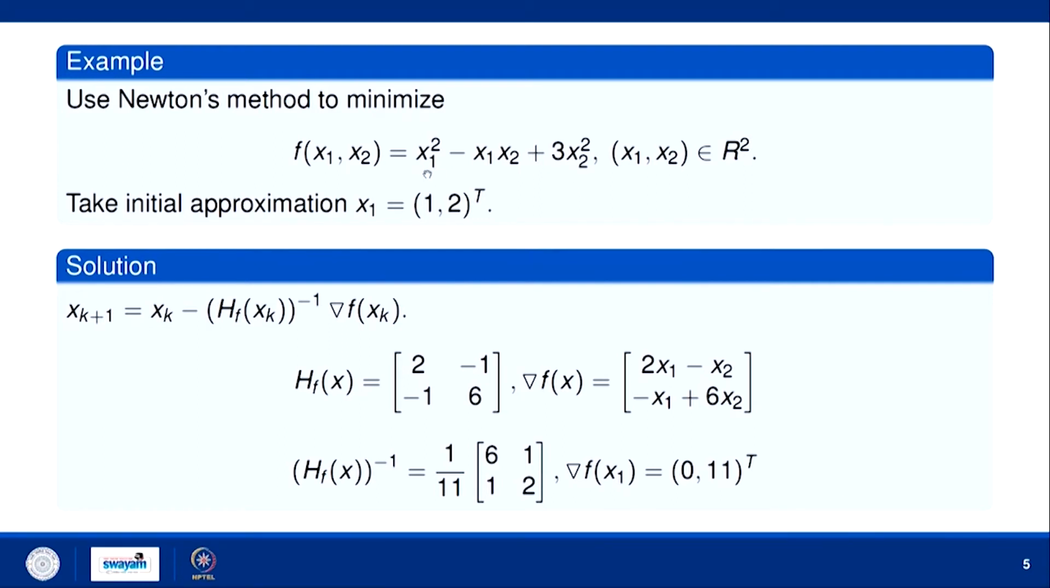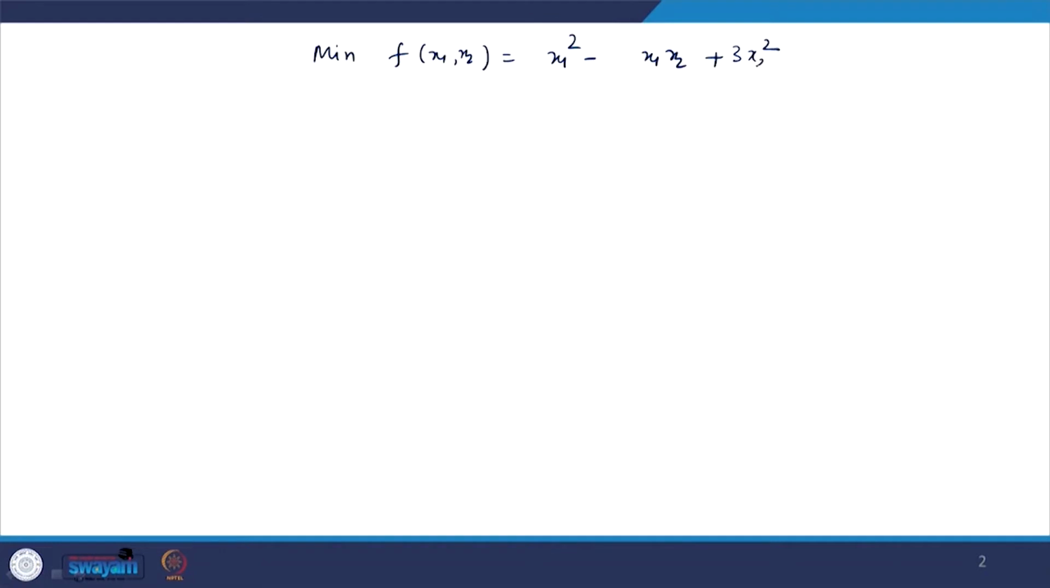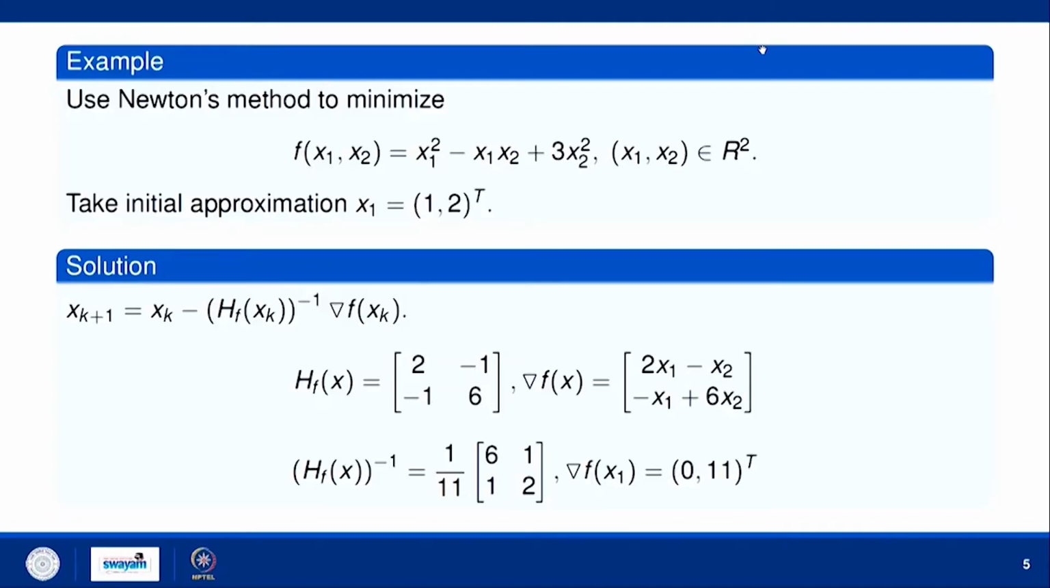Suppose this is a quadratic expression which you want to minimize. It is an unconstrained optimization problem, and suppose the initial guess is (1, 2). You can take another initial guess also, but I have taken the initial guess as (1, 2). So how can we find the optimal solution of this problem using Newton's method? What is the problem we are having? Minimization of f(x1, x2), which is equal to x1 square minus x1 x2 plus 3 x2 square, and the initial guess is (1, 2) transpose.